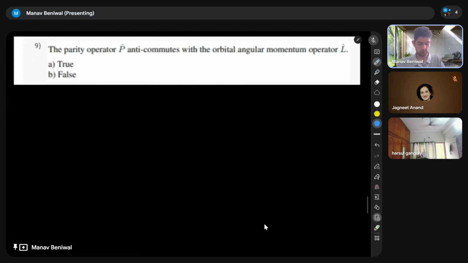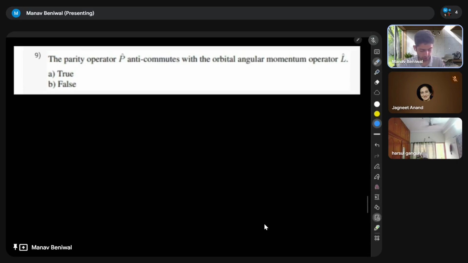Okay, so moving on. So parity operator. The statement is that this parity operator P anti-commutes with orbital angular momentum L. Is this statement true or false? Till now we have solved a lot of such problems regarding the parity operator. So what do you think?